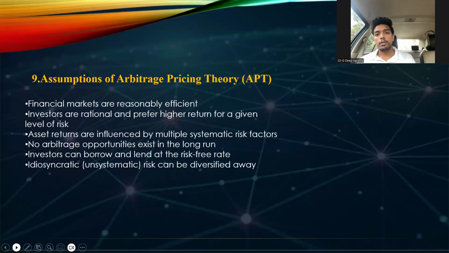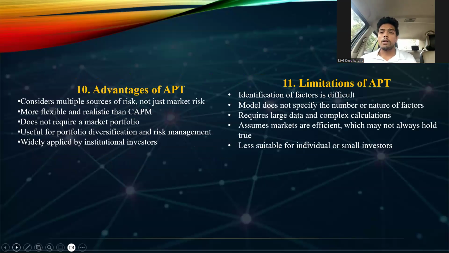Next slide. The next point is about the advantages of the arbitrage pricing theory. What are the advantages? It considers multiple sources of risk, not just market risk. It is more flexible and realistic than CAPM. It does not require a market portfolio, is useful for portfolio diversification and risk management, and is widely applied by institutional investors.